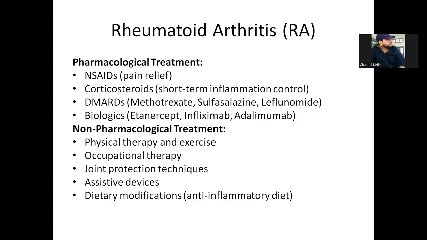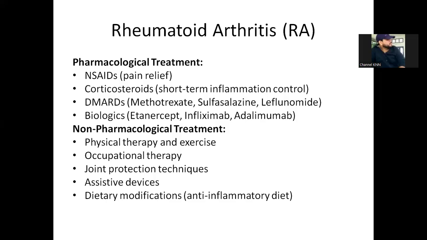And also biologics, which are produced from biological sources, are given, with drugs like etanercept, infliximab, and adalimumab. These are the drugs which are produced biologically and used in rheumatoid arthritis.